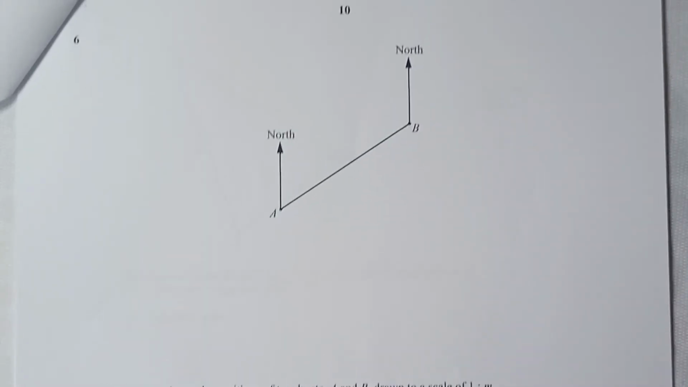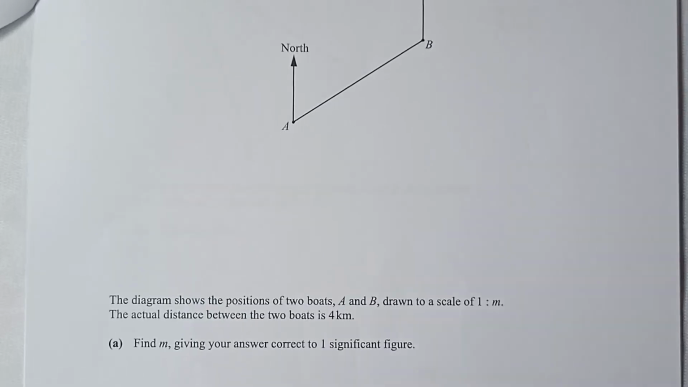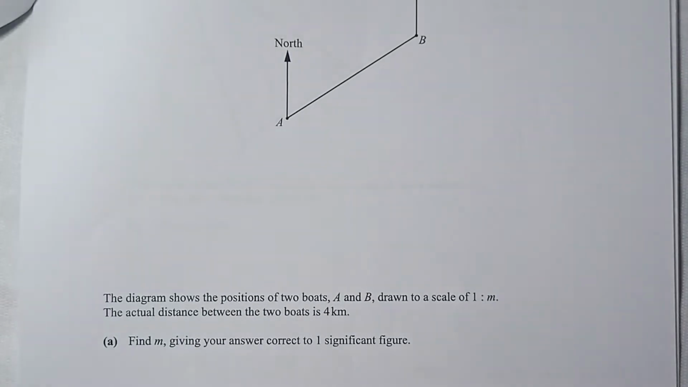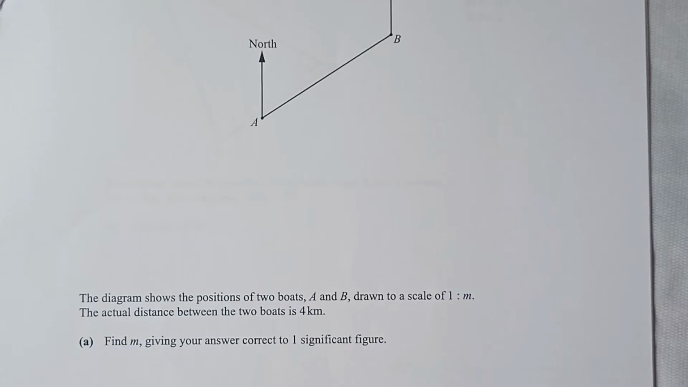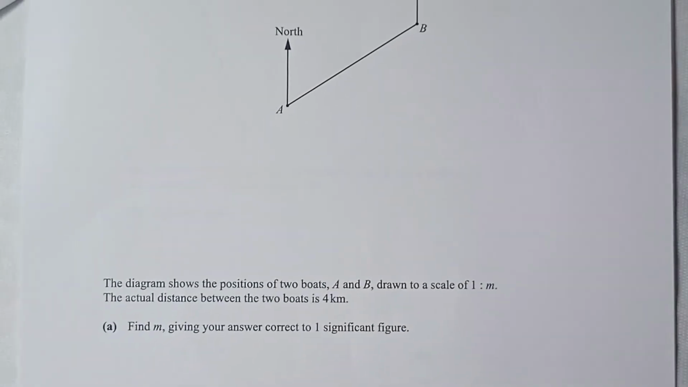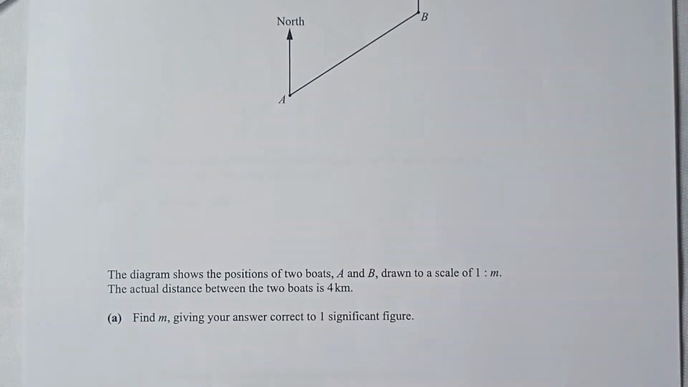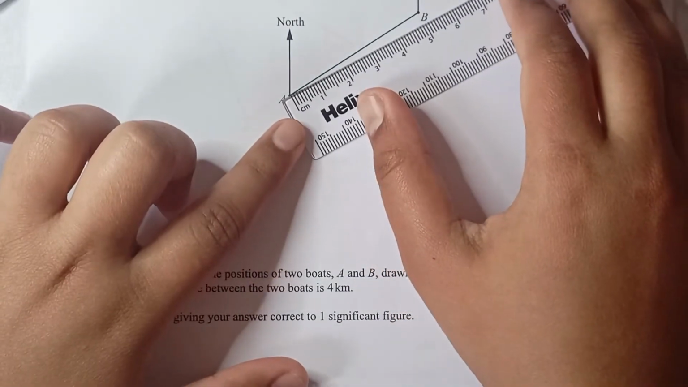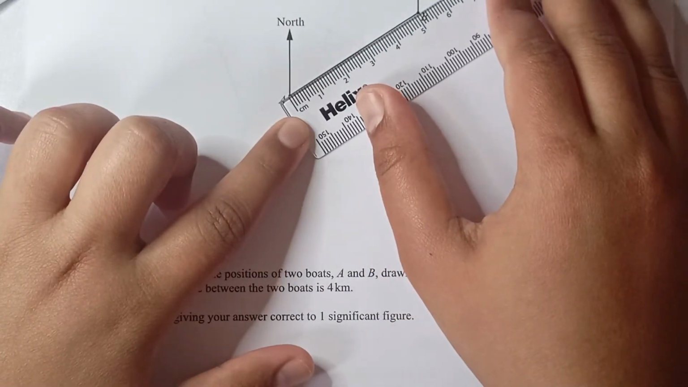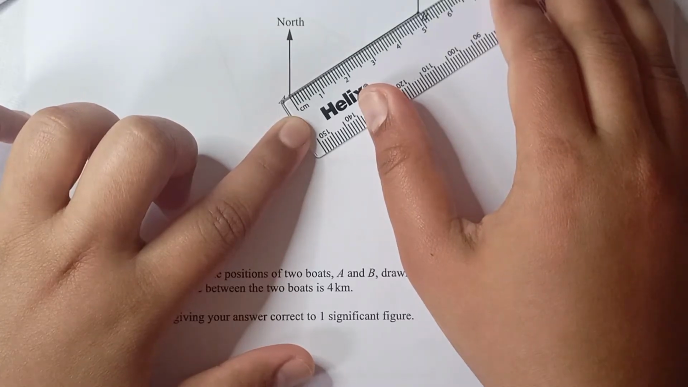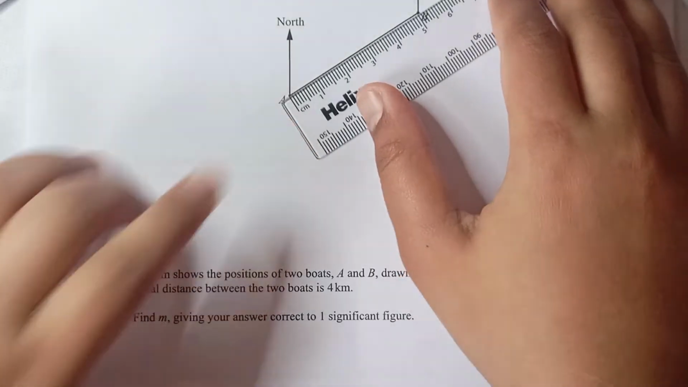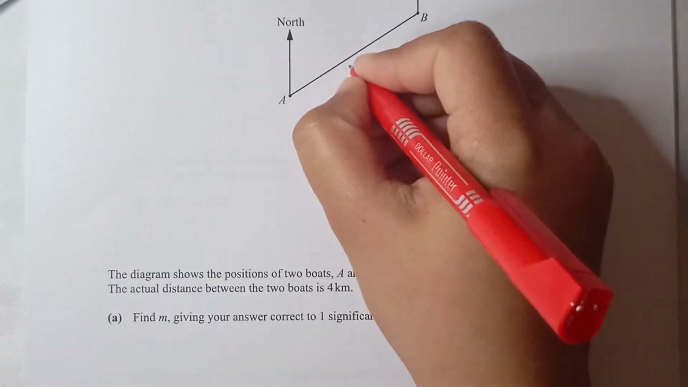Now for question number 6. The diagram shows the position of two boats A and B drawn to a scale of 1 to m. The actual distance between the two boats is 4 km. In A part, find m, giving your answer correct to one significant figure. Okay, so let me find the distance between A and B in terms of centimeter. So A to B, as you can see, this is 5 centimeter. Between A to B, the distance is 5 centimeter.